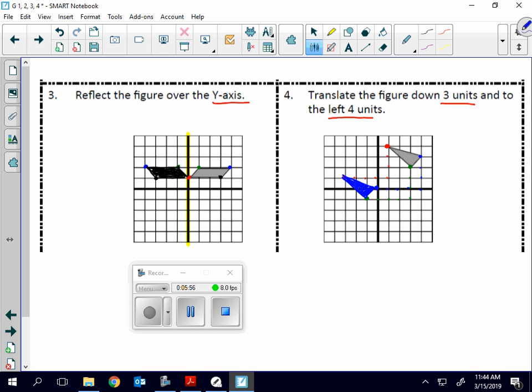And you don't need those other little dots on the page. That was just for me to show you where I was going.